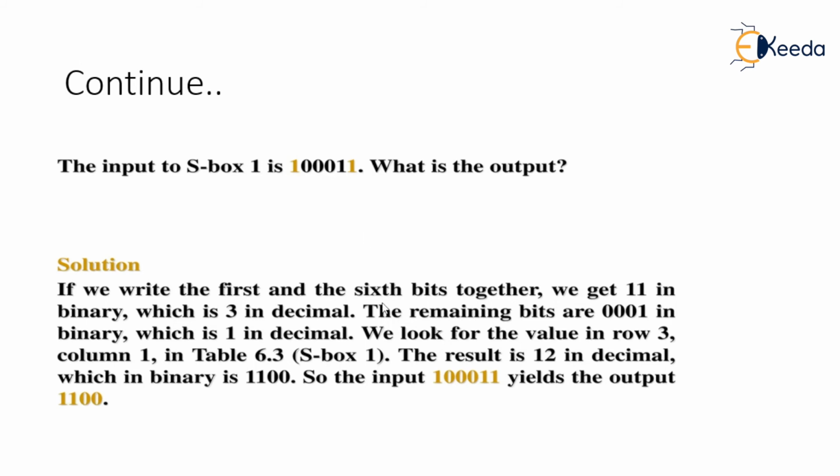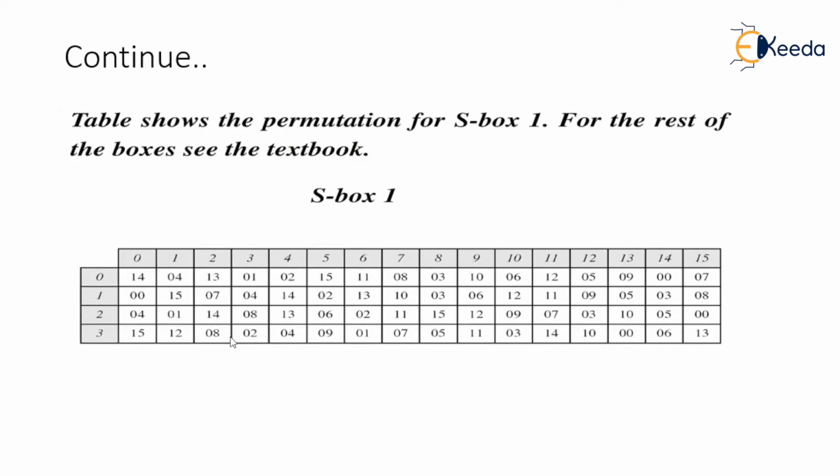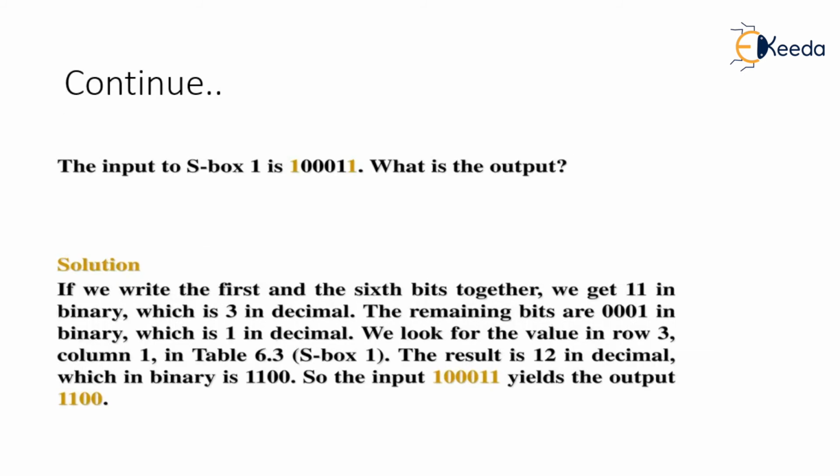To get the output, we look at the 3rd row and the 1st column. In the previous slide, if we see the 3rd row and the 1st column, the intersection point is 12. So it gives me the output as 12 in decimal, and that 12 can be written in binary as 1100. So the 6-bit input gives you the output of 4 bits.